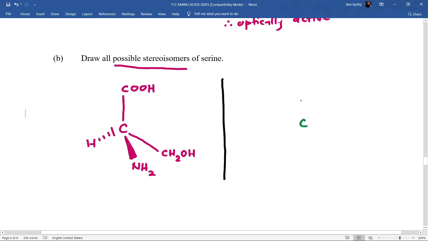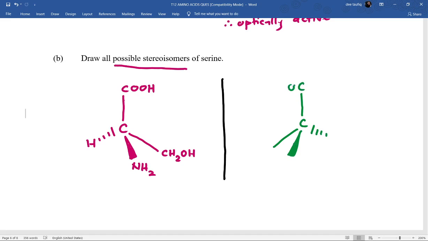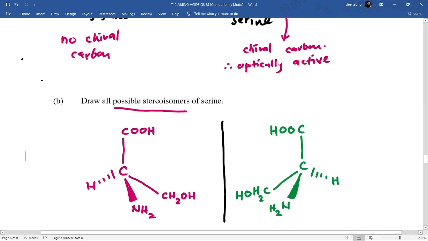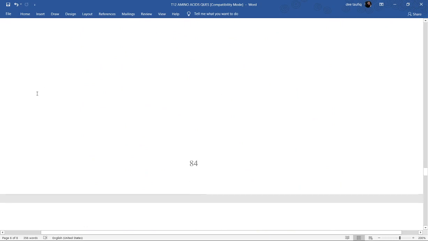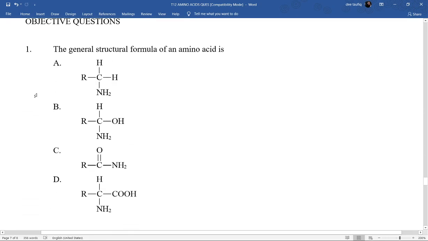So carbon here, one there, one more here, and then one at the back. So here is COOH. Here we have CH2OH, and we have NH2. At the back we have hydrogen. Right, so settle question number 7B. Now let's look at the objective question.